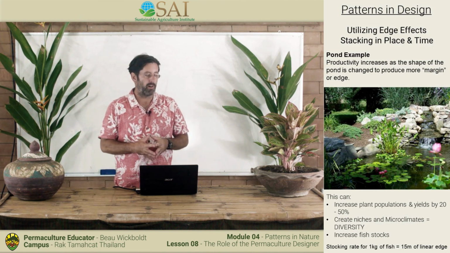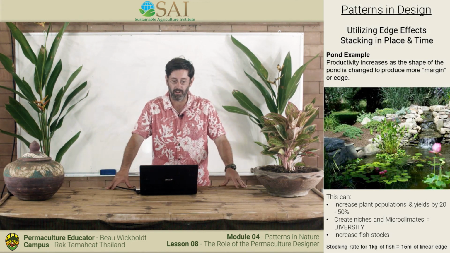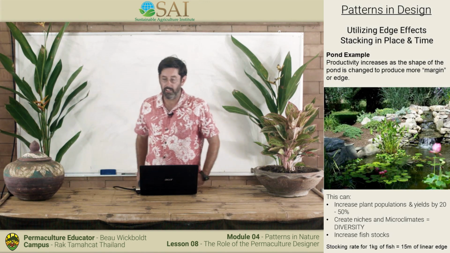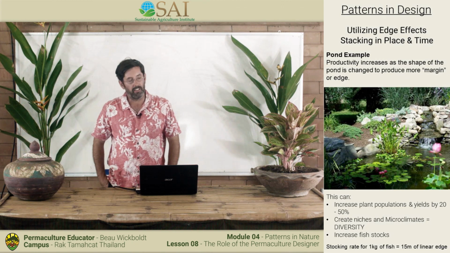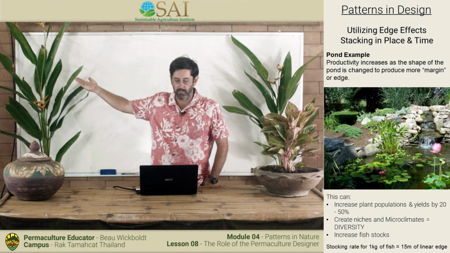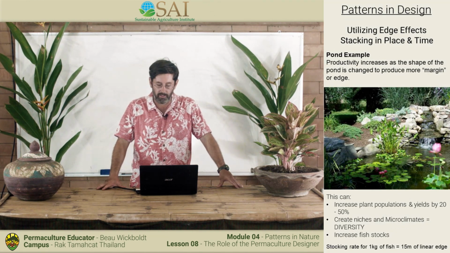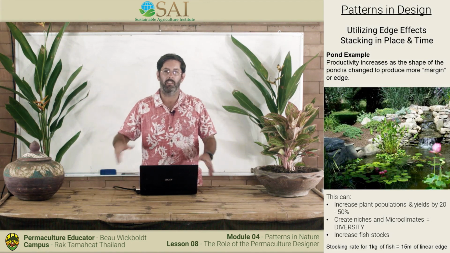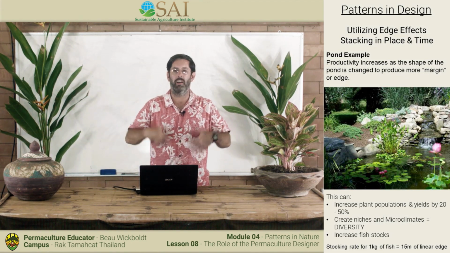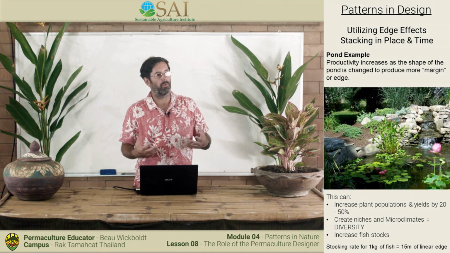So, the example of the pond in more detail. The productivity of a pond increases as the shape of the pond is changed to produce more margin or edge. This can increase plant populations and yields by 20 to 50%. It creates niches and microclimates, which will create more diversity. It increases the fish stock, which will increase the nutrient cycling if we use it for our garden, for instance. So the stocking rate of 1 kilogram of fish in a naturalized system is typically equal to 15 meters of linear edge. So if I can increase the edge, I increase the stocking density without adding any other food in a naturalized setting. Okay, so these are why people would say, wow.